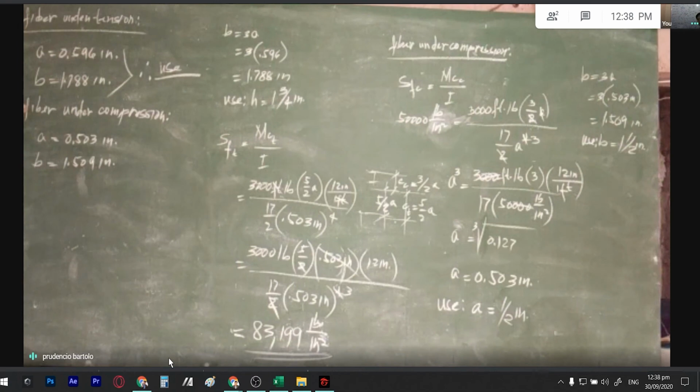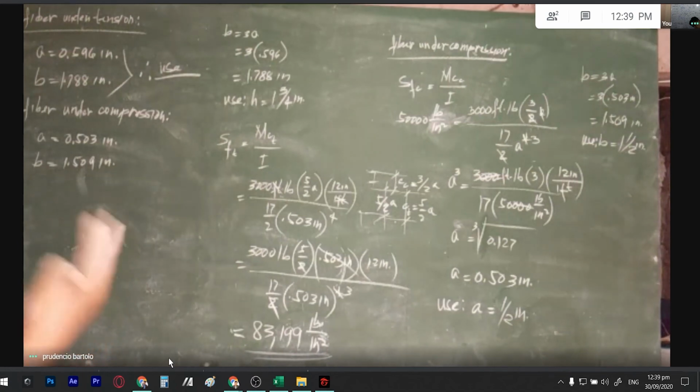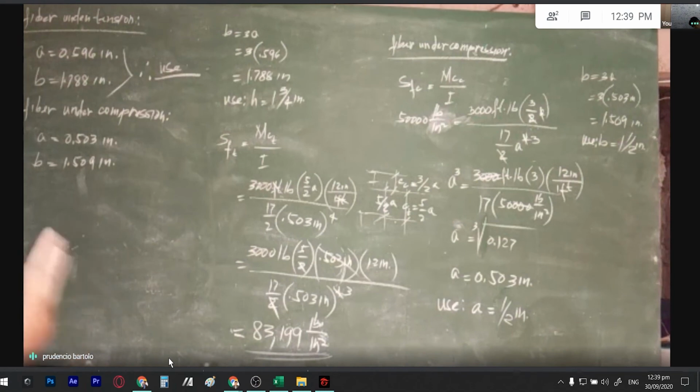Fiber under tension, and fiber under compression. Now, the corresponding value of A for fiber under tension is 0.596 for A, 1.788 for B, while for fiber under compression it is 0.503 of an inch for letter A and 1.509 inches for letter B. Now we have two sets of values for A and B. So the next thing is to decide which of the two dimensions you are going to use.